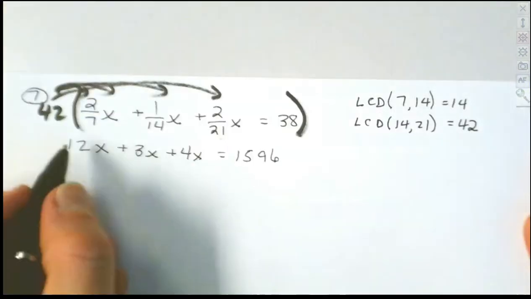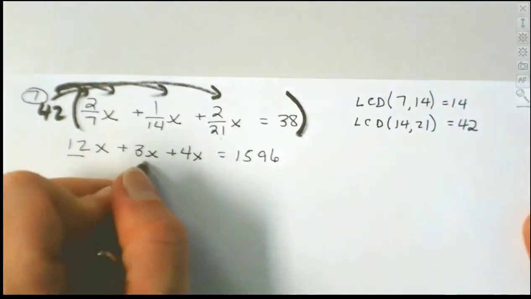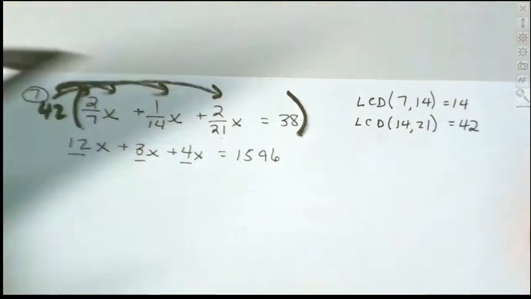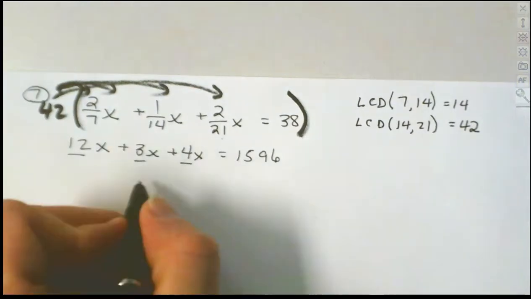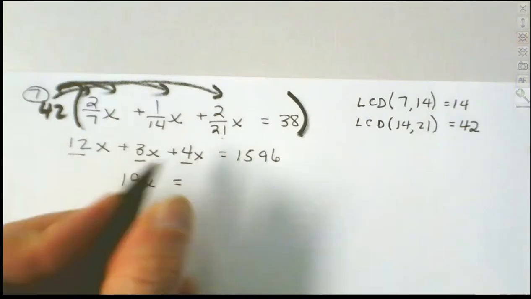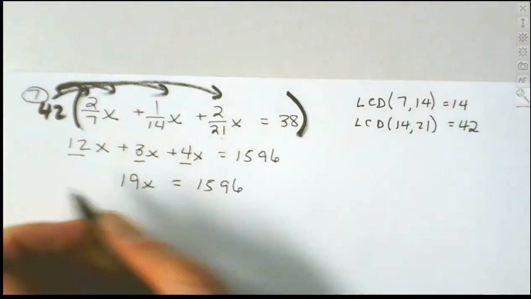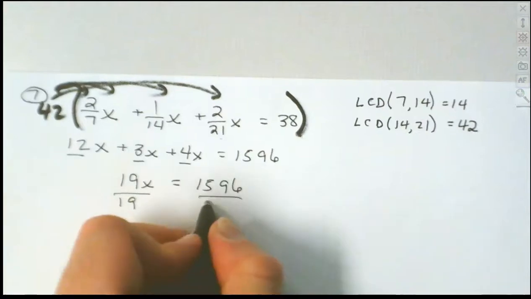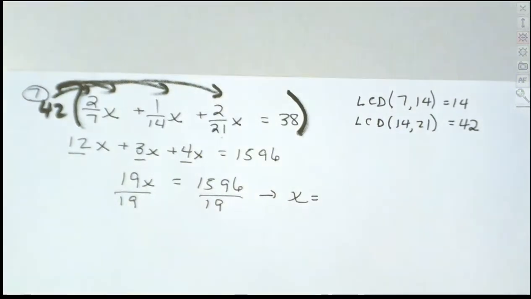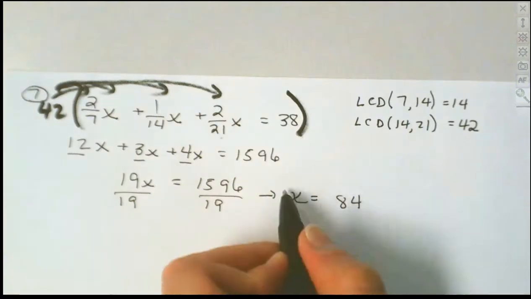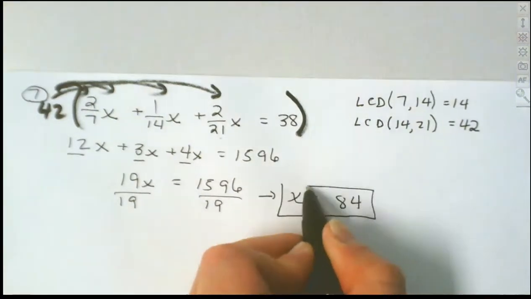So we're going to add all these together. These are the same. 12, 3, and 4. And 3 and 4 makes it 7. 7 plus 12 makes it a 19. Because 12 plus 3 plus 4, yep, that's going to come out to be your 19x here. And it should evenly divide into that 1596. And when we divide that out, that now comes out to be 84. So my answer for this one would be x equals 84.